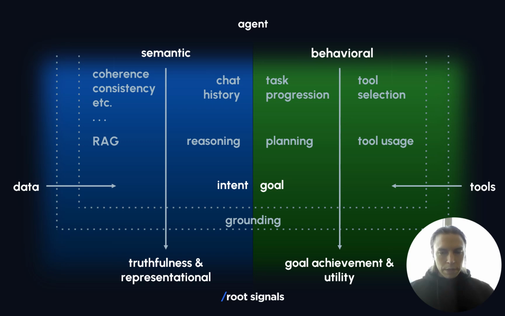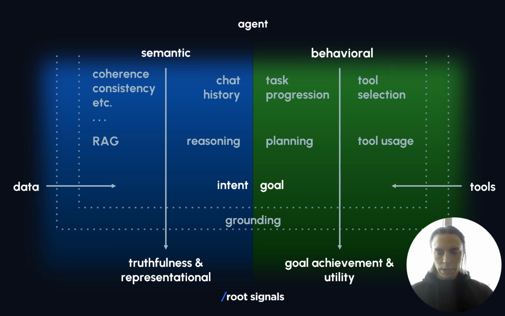The semantic part is further divided into what could be called the single-step or single-turn items, like coherence, consistency, etc., so various semantic virtues, and what can be called the multi-turn aspects of the same. This is related to chat and reasoning. Whereas in the behavioral part, you also have a distinction between looking at task progression and planning, or individual selection and usage of tools.